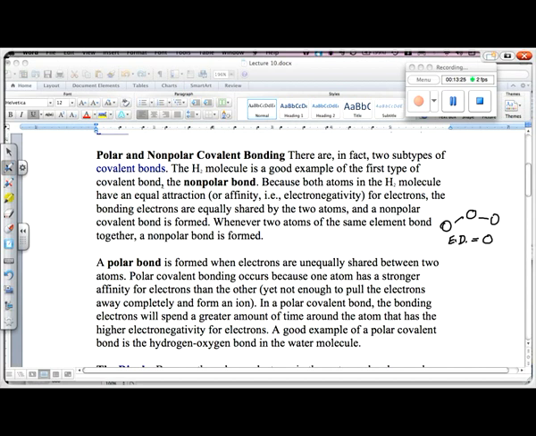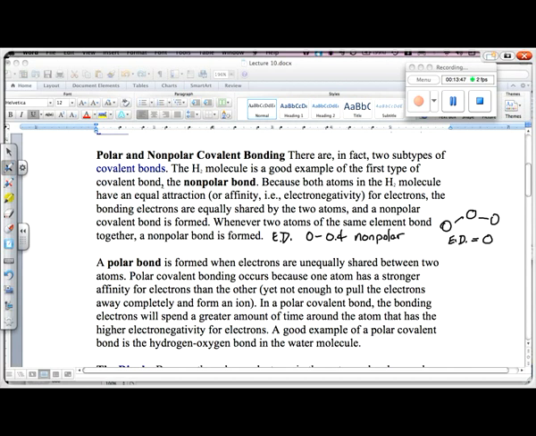So how do we know when to call it polar? Well, this is what we're going to use. And you can write this on the back of your card, because we're going to be writing a few more things on the back of that in just a moment. So if your electronegativity difference is between 0 and 0.4, we are going to call those bonds nonpolar covalent.